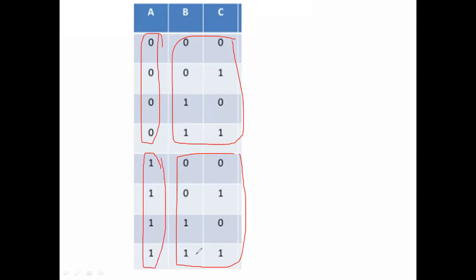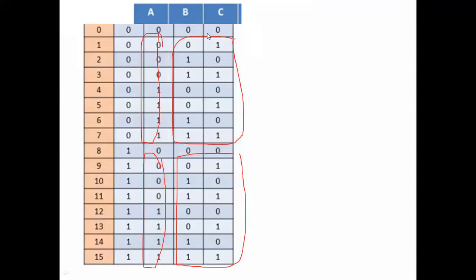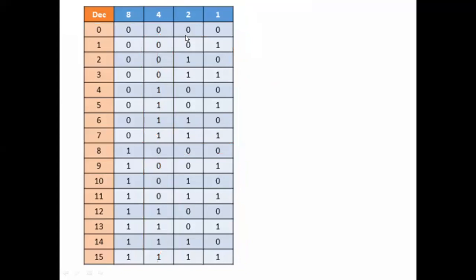Do you understand? If we are taking four variables, how will the combinations be obtained here?